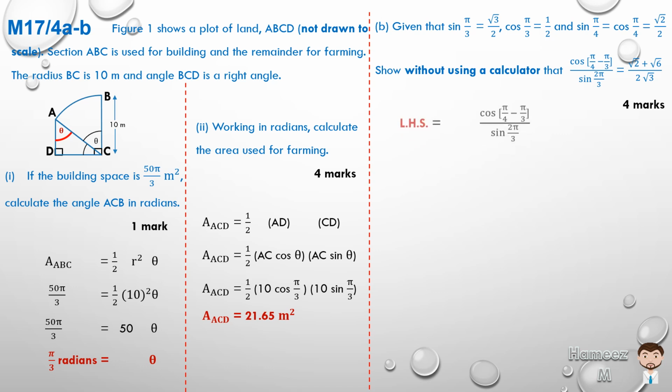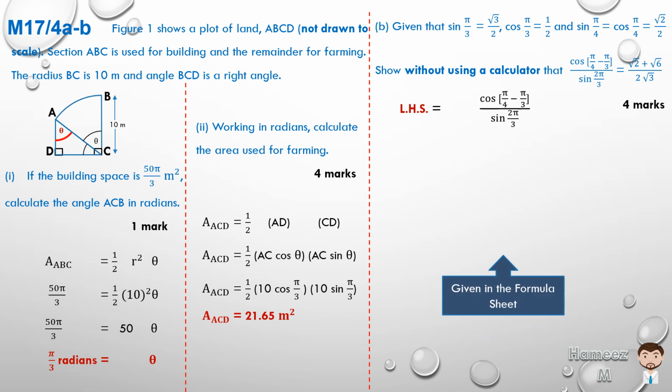So let's take the left-hand side, which is equal to cos of pi on 4 minus pi on 3, over sin of 2 pi on 3. These are two formulas given in the formula sheet as compound angles. Remember, cos of A minus B is cos A cos B plus sin A sin B. So let's look at the numerator. It will give us cos pi on 4 cos pi on 3 plus sin pi on 4 sin pi on 3.